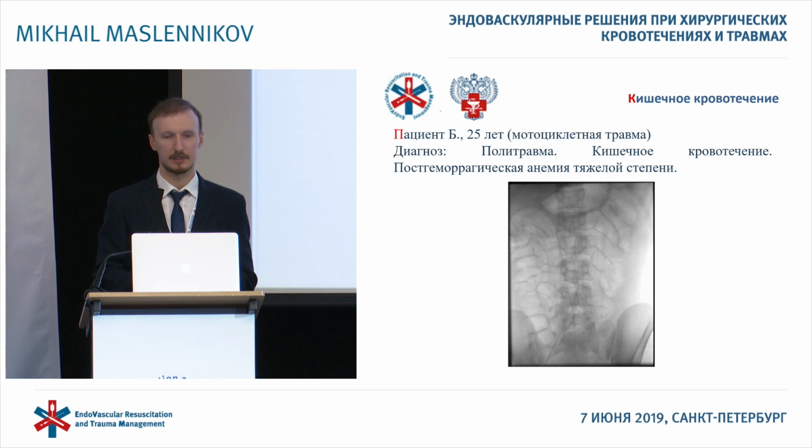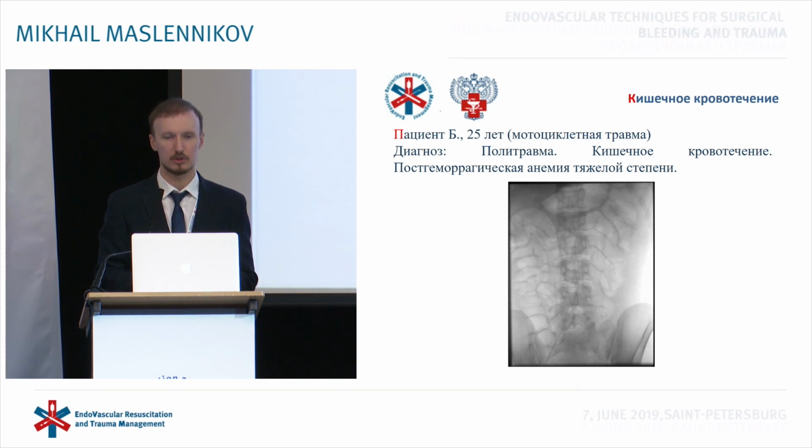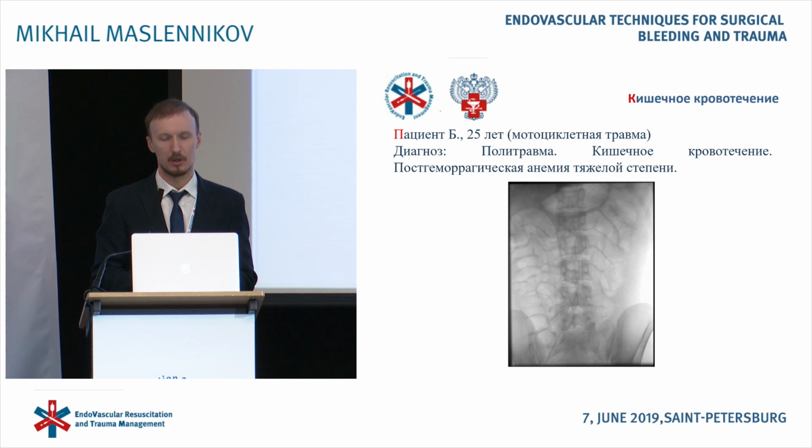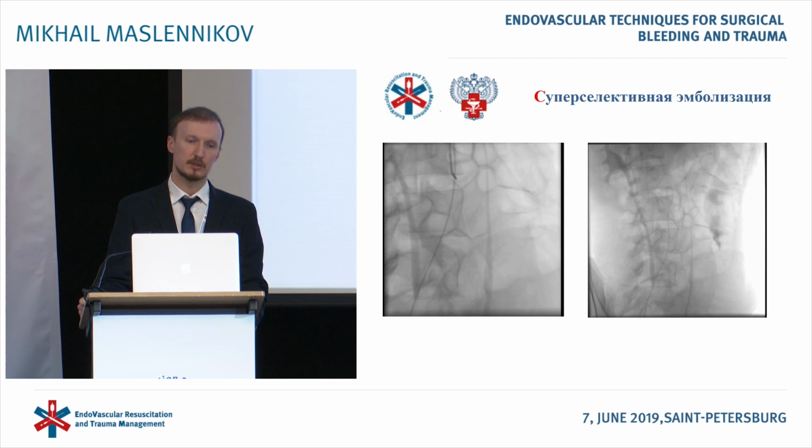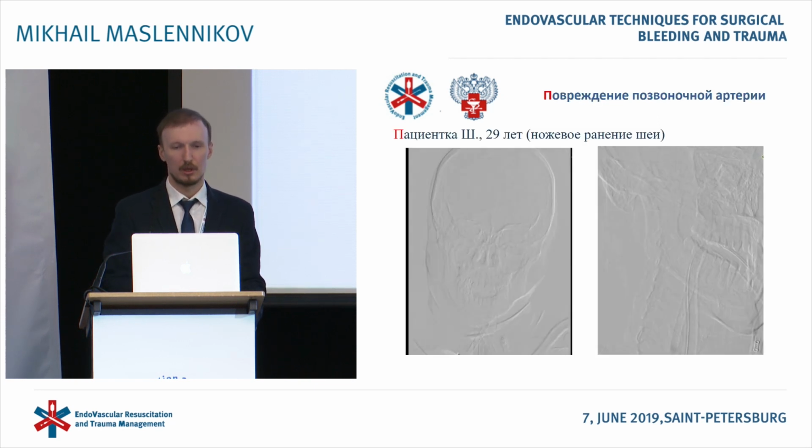Another patient, 25 years old, without CT, was delivered to angio. The patient had a motorcycle accident. The diameter of the iliac arteries was around 2 millimeters based on CT. When we carried out the angio, we detected that the source was a mesenteric artery branch. Superselective embolization was carried out, and the patient was discharged without any ischemic violations.